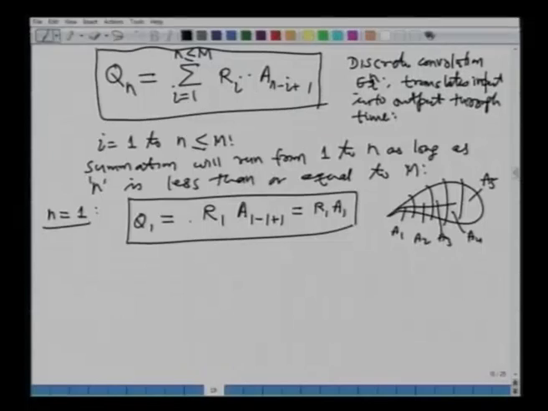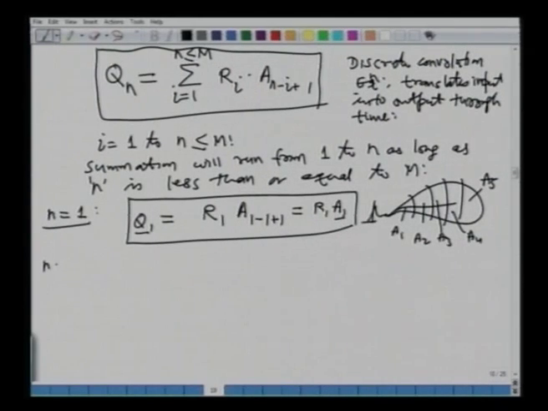So, there will be no response at the outlet at the end of first hour from A2, A3, A4 and so on. Why? Because of the travel time concept we are using, at the end of first hour only A1 is contributing. So, the q1 contribution is coming from A1 only. If you look at this diagram, the response at the end of first hour will be only from A1. That is what this equation is telling us.